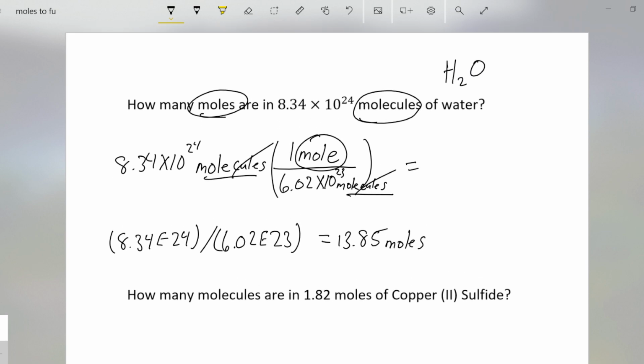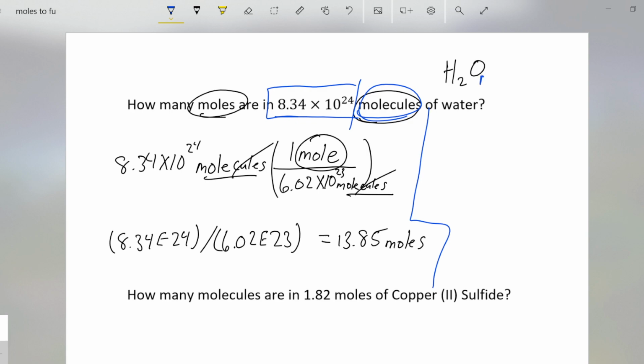So let's say we decided, instead of going to Mole Island, we wanted to go from FU Island with our molecules over to Atom Island. If I wanted to know how many atoms of oxygen there were, I'd take my number of molecules. So how many atoms of oxygen are in this many, 8.34 times 10 to the 24th molecules of water? How many oxygens in that many molecules?